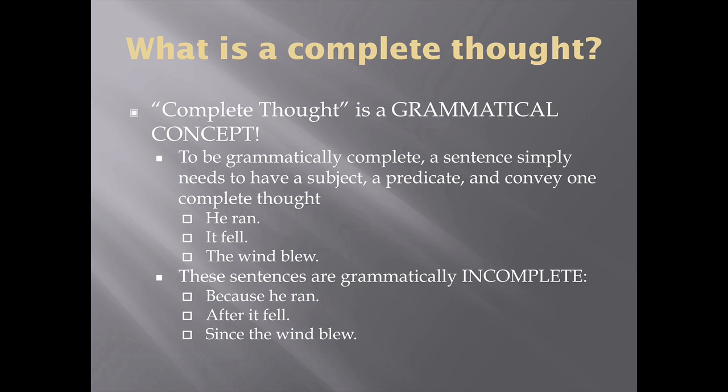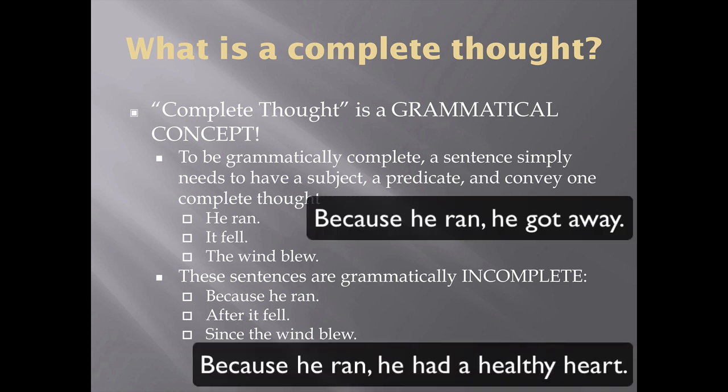Now, the sentences below those are grammatically incomplete. If you listen to the difference between he ran and because he ran, you can begin to understand the difference between a complete thought, he ran, and an incomplete thought, because he ran. Because he ran forces the reader to think there's something else coming. Because he ran, and then something else has to have happened. He fell, or because he ran, he got away, or because he ran, he had a healthy heart, or something like that.